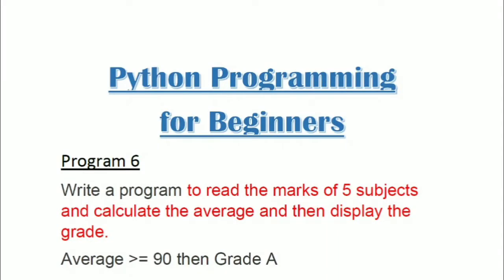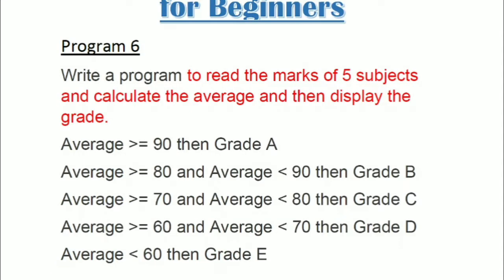This is the sixth program of Python programming course. In this video, we will see a program to read the marks of 5 subjects, calculate the average, and then display the grade according to the average. So what basically we have to do is take input of marks of 5 subjects, then calculate the average, and then according to the average display what grade the student has scored. Okay, so to get the grade, there are certain conditions.